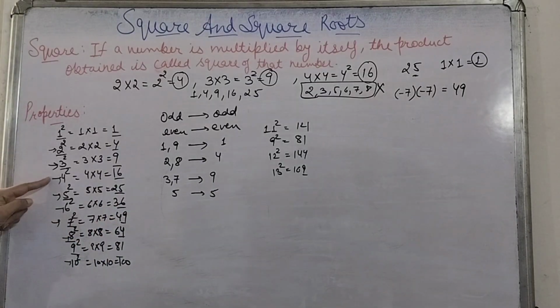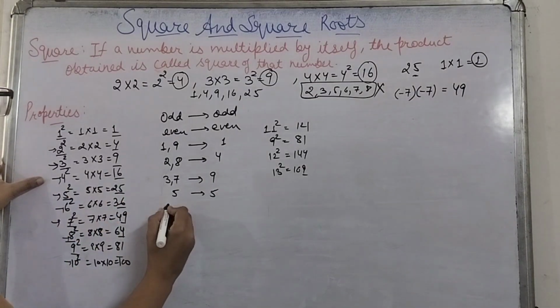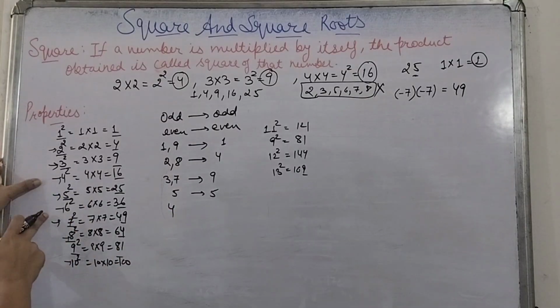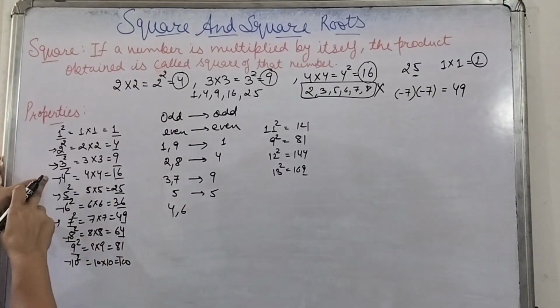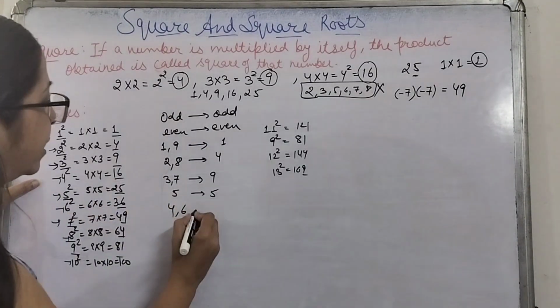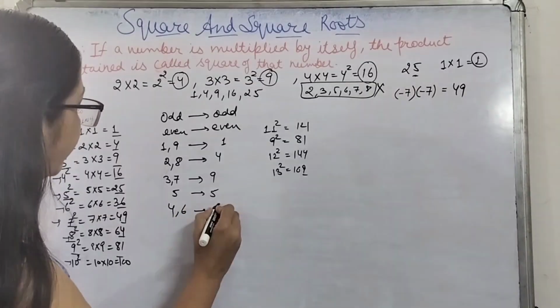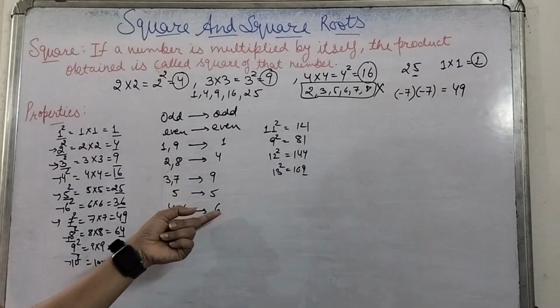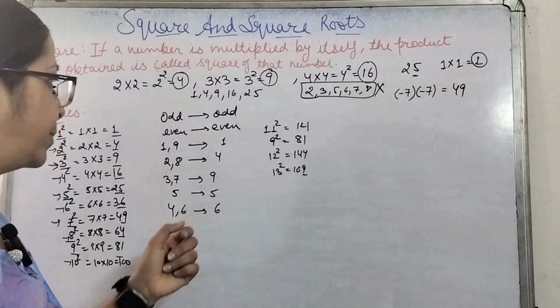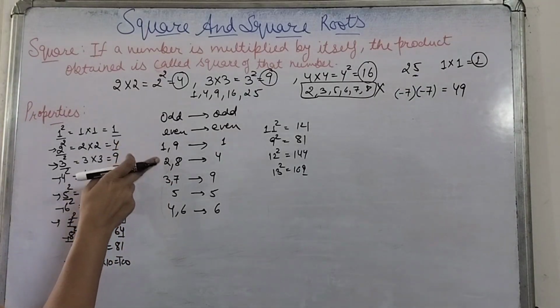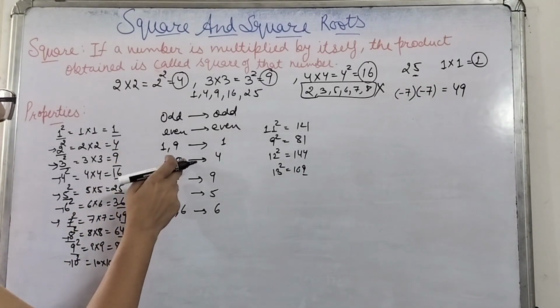Along with that, if the number is ending with either 4 or 6, then the square number will be ending with 6. That means the square will have 6 at its unit place. So we have covered all the numbers 1, 2, 3, 4, 5, 6, 7, 8, 9.